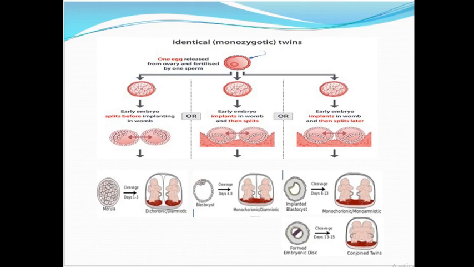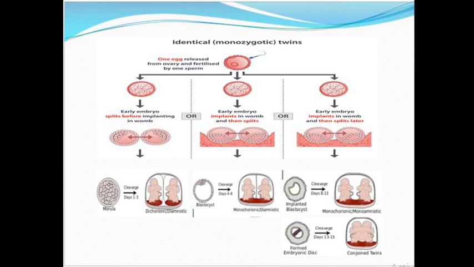This is the stage of the blastocyst, and this takes place between day 4 and day 8 of fertilization. And over here, the two fetuses are going to share one placenta, so monochorionic, but they are going to have separate amniotic sacs. So as you can see, they have separate amniotic sacs, but they have one placenta.